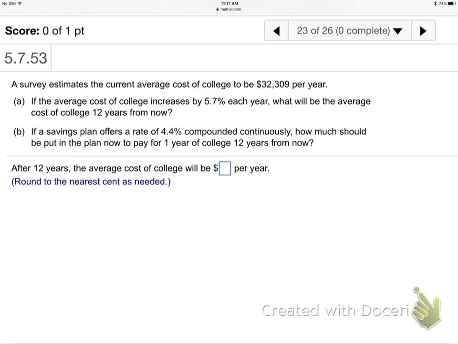All right, a survey estimates the current average cost of college to be $32,309 per year.